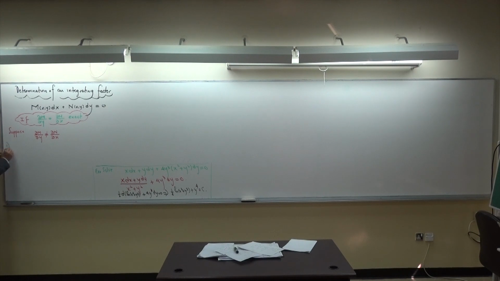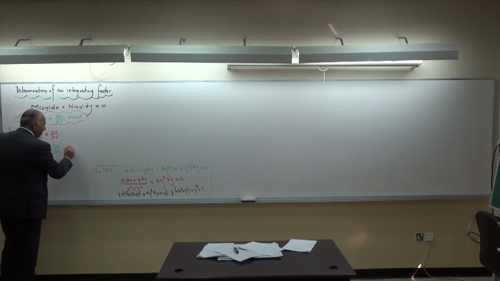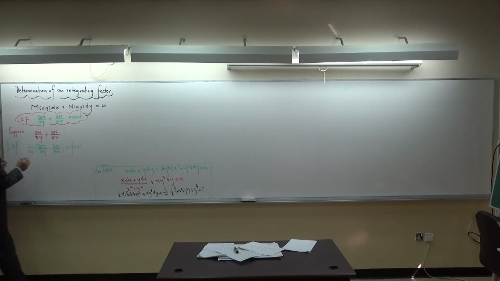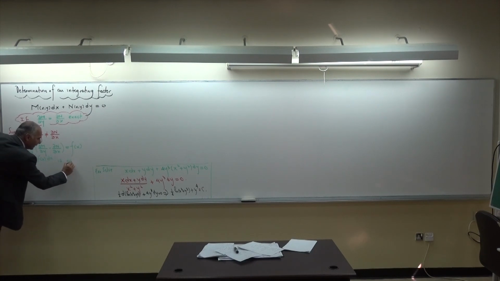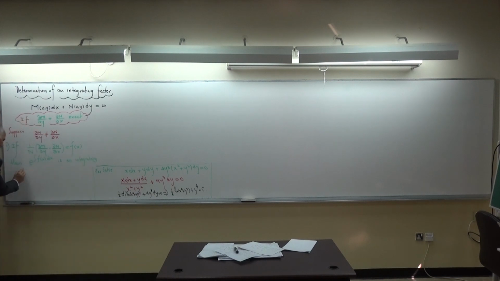Theorem one says: if dM/dy minus dN/dx, divided by the coefficient of dy which is N, is a function of x, then e to the power integral of f(x) dx is an integrating factor of the equation, let's call it star.